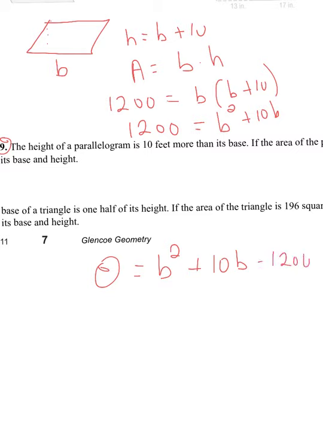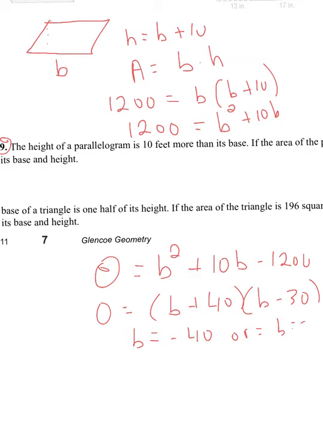Okay, if you try to solve this, factoring or quadratic formula, I will quickly tell you the factors. This will be b plus 40 times b minus 30. So if you solve it using zero product property, b equals negative 40, or b equals 30. As we know, we cannot have negative distance, so we can eliminate negative solution. So the answer is the base is 30. So base equals 30 feet.